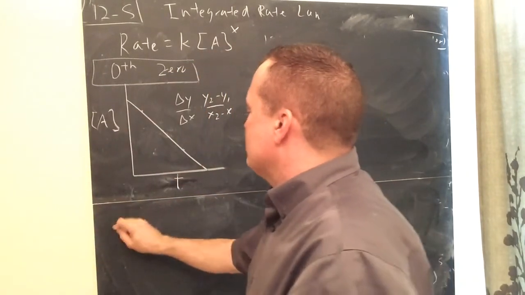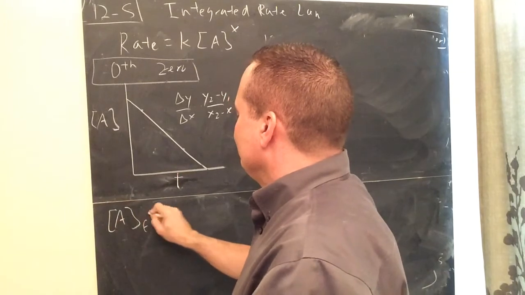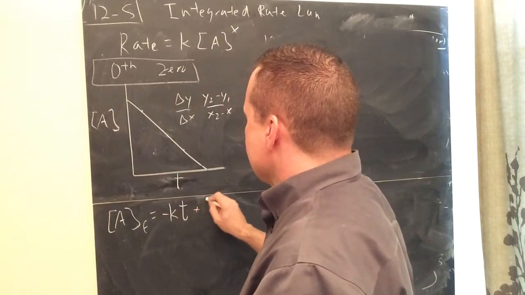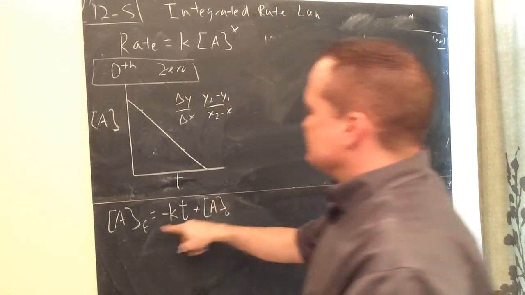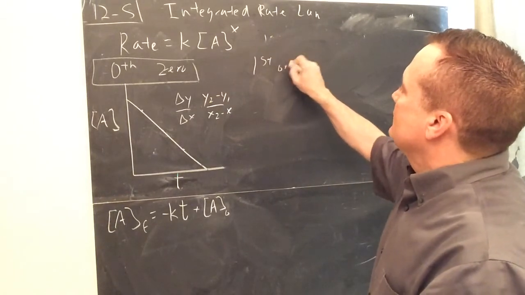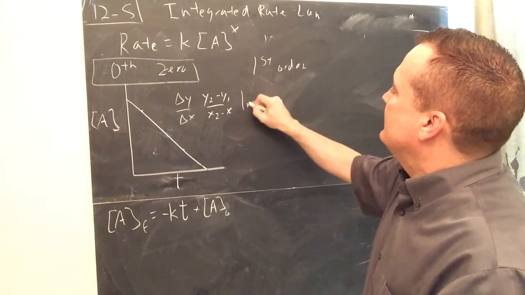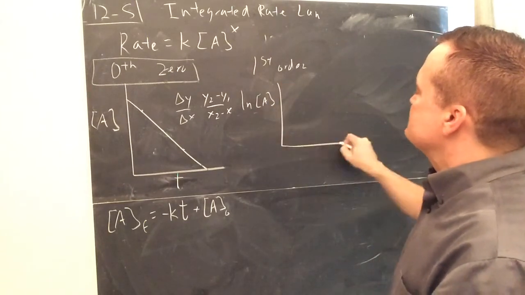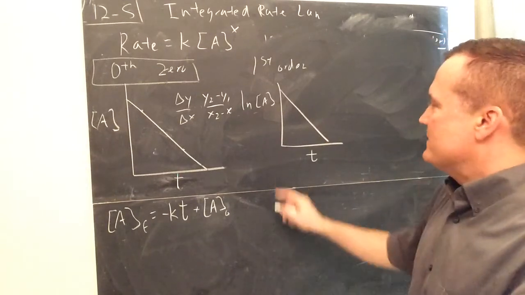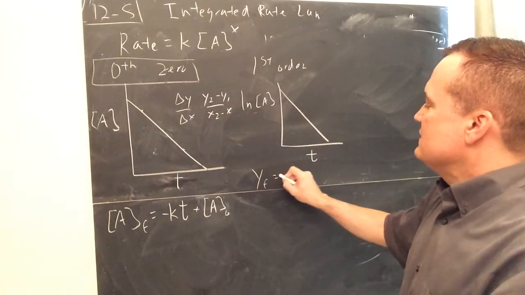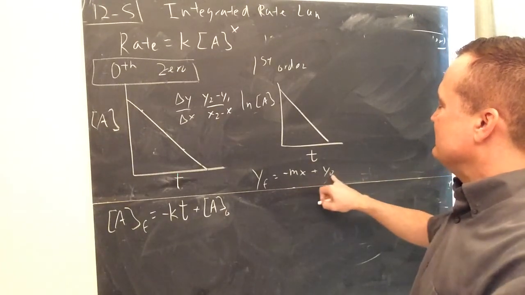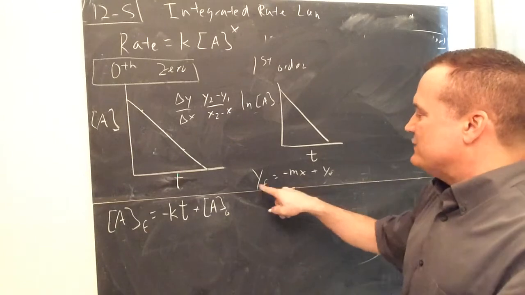And we said for zero order, right, that's what your zero order equation was. For first order, that means you get a straight line when you take ln of a versus time, and that will give you also a straight line with a negative slope. So if y equals mx plus b, you can just think about that. You don't have to write this down.